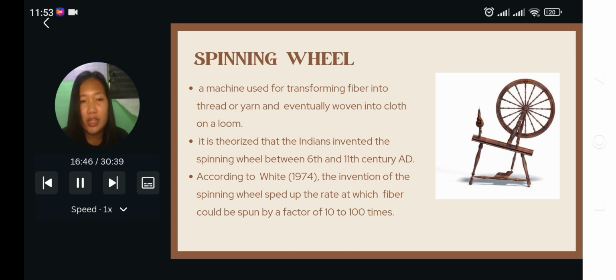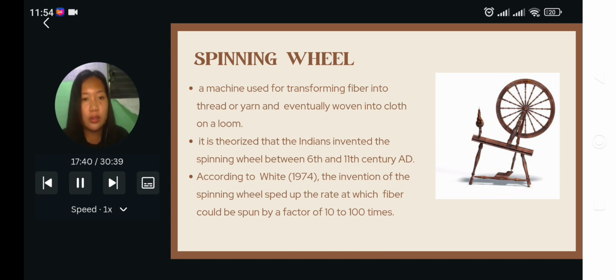Kasi during that time na wala pang spinning wheel, it is very time consuming and napaka-tedious yung process ng pananahe. Kasi ang ginagamit lang is hand spinning. Ganyan. And according to White, 1974, the invention of the spinning wheel sped up the rate at which fiber could be spun by a factor of 10 to 100 times. Okay. Nandun pa nga yung point na si White is nakipag-argue pa siya na dahil sa pag-boom nitong spinning wheel sa Europe, talagang ito yung simula ng pag-breakthrough ng linen production sa Europe in 13th century AD.